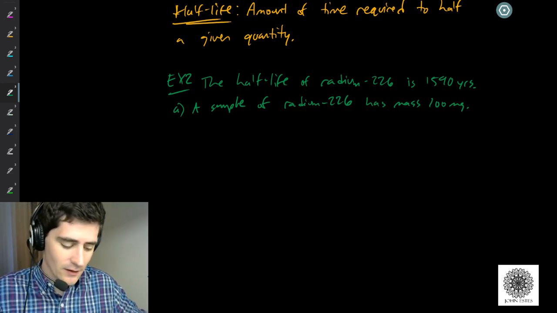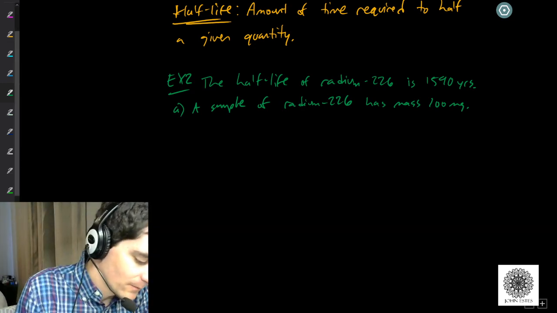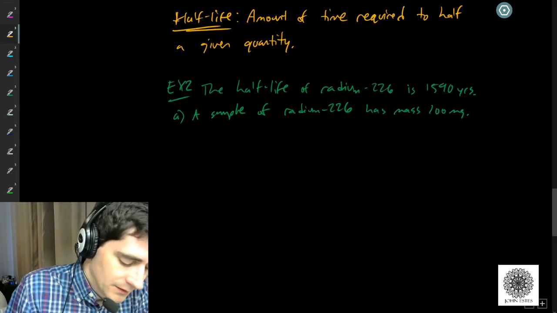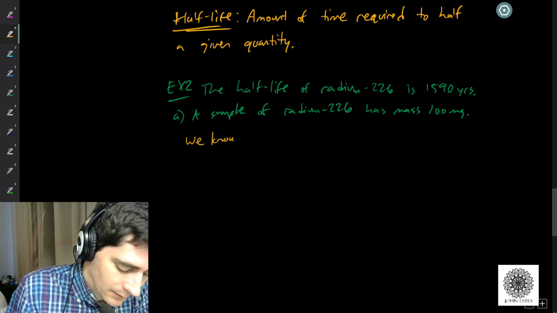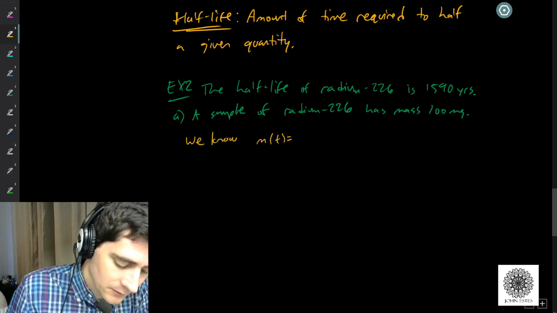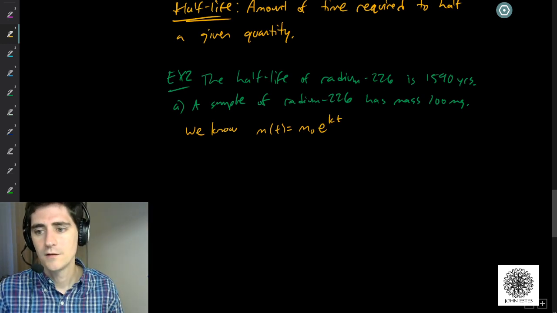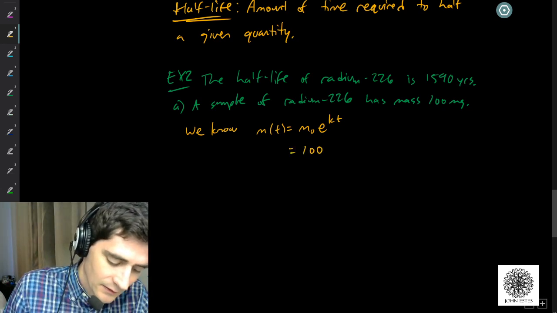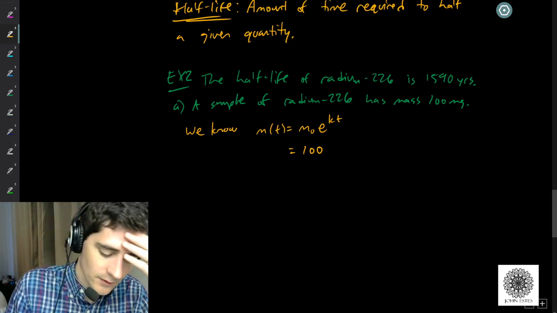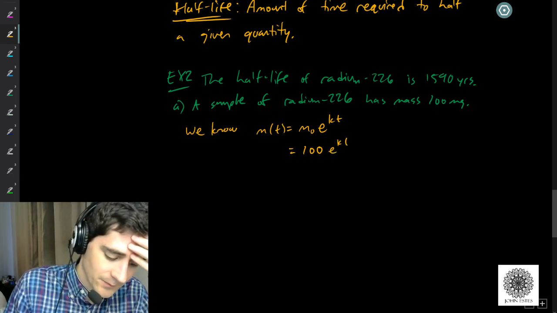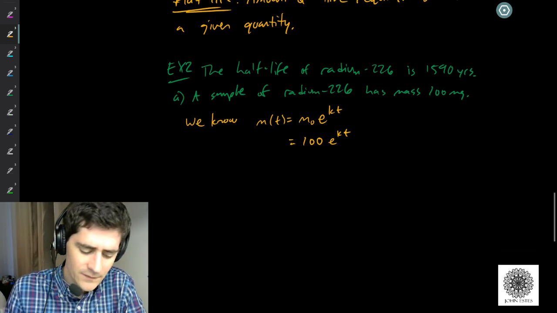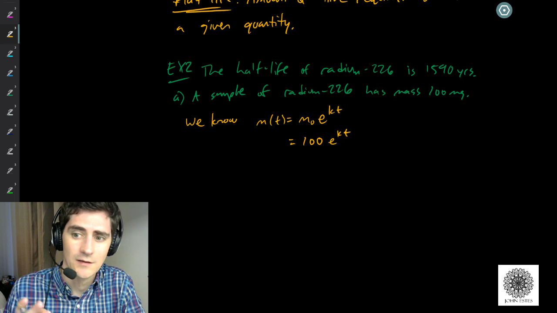Okay, so let me show you how that works. Now we just said that we use M(t). We know M(t) equals M naught e to the kt, and we also know an initial amount: the initial mass is 100 milligrams. So we're going to measure in milligrams here, 100 e to the kt power. Now we've got to figure out k in order to get this thing off the ground.